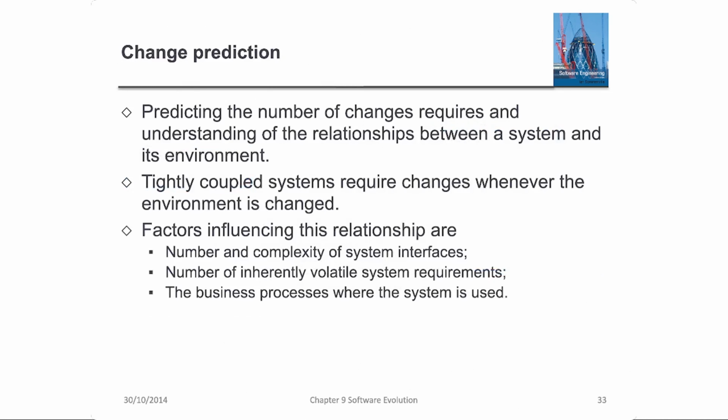Moving to the next slide about change prediction. Predicting changes in software systems is intricate. It requires a deep understanding of the system's interactions with its environment, of course. Systems tightly coupled with their environment tend to change frequently as the environment evolves. The factors influencing this dynamic include the number and complexities of the system's interfaces, the volatility of the system's requirements, and the business processes in which the system is utilized. So, these elements collectively determine the stability and adaptability of the system in the face of change.